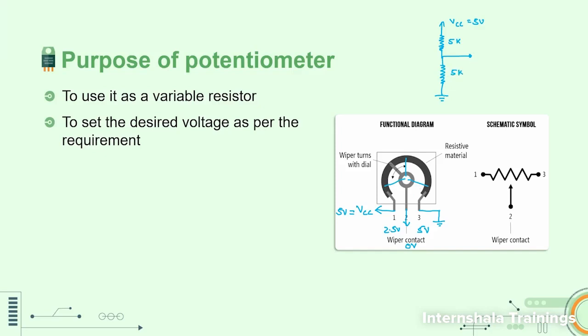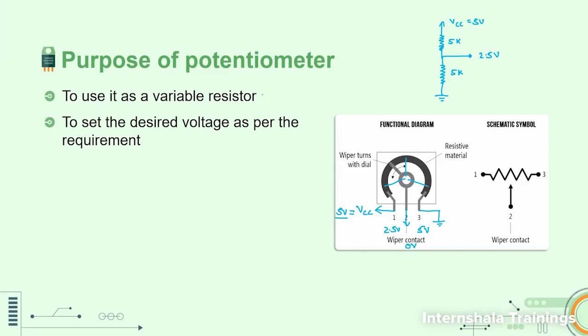If you measure the voltage at this point with respect to ground, it's going to be 2.5 volt. So this is how the potentiometer is used as a voltage divider. We provided 5 volt and achieved a desired voltage on the output side, at this particular point, by varying the position of this knob. I hope that these two purposes are now clear to you.